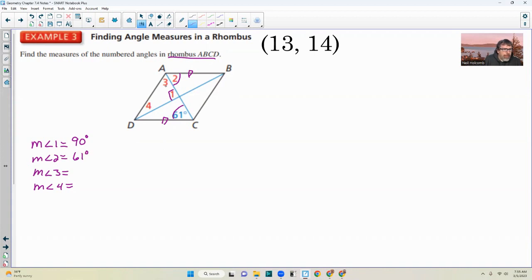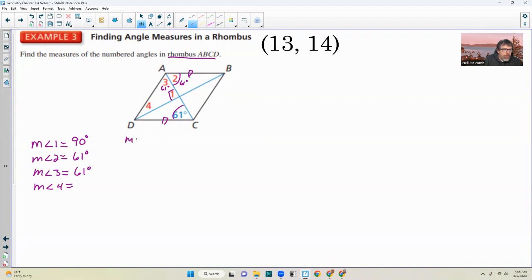The measure of angle 3, remember what we just said, a diagonal bisects the angle. So this is 61 degrees. So this is 61 degrees. So angle 3 is 61 degrees. And then the measure of angle 4, well, we have to do the triangle sum theorem.